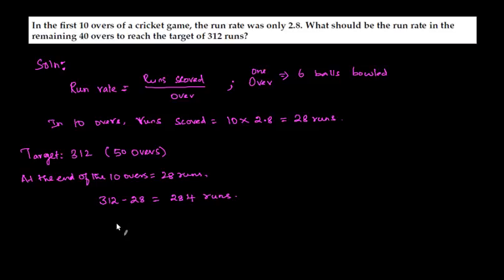So now we can get the run rate. How? We know how many runs have to be scored, and we know the number of overs. Now if you reduce this, 7 into 40 is 280, and you can add 0, so which will be 1. Okay, so the run rate needed is 7.1 runs per over. This is the answer.